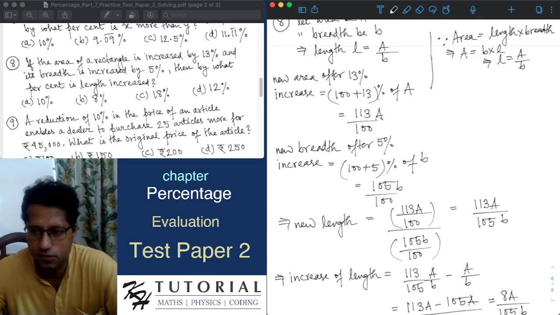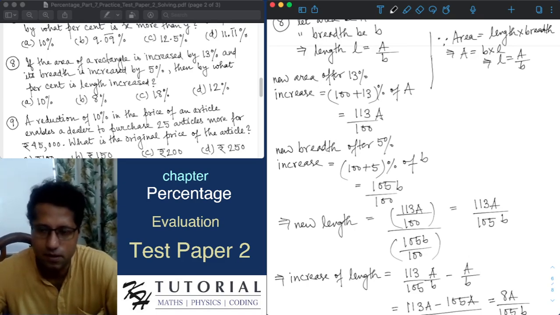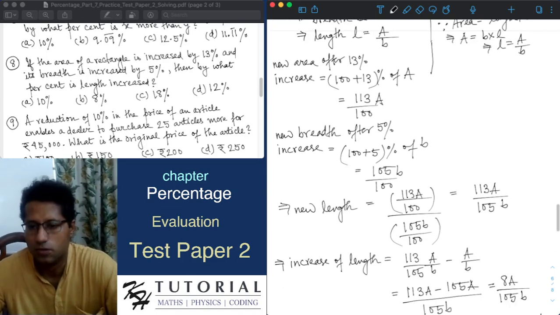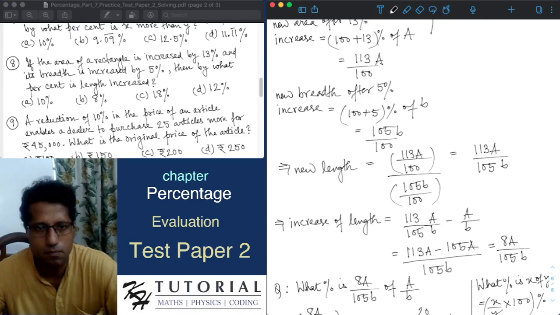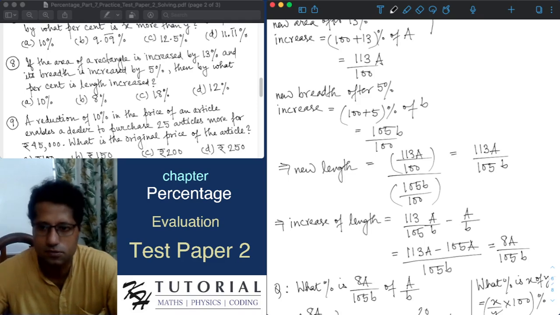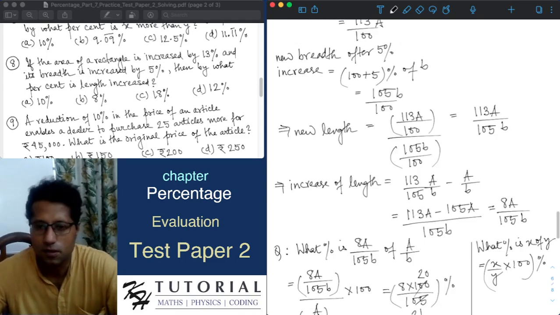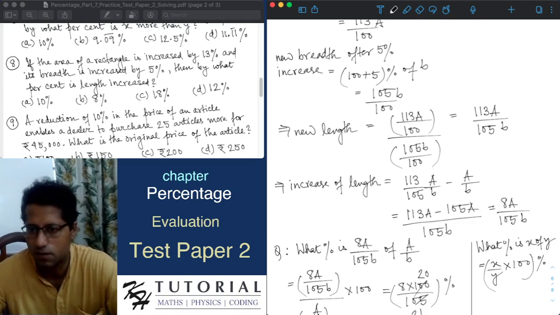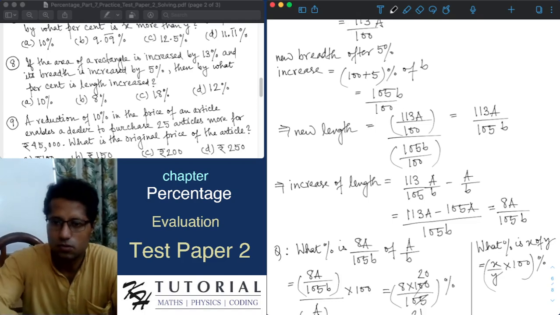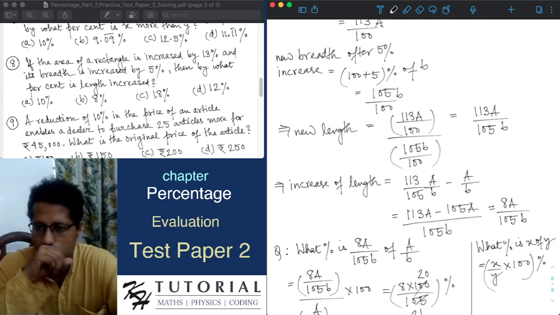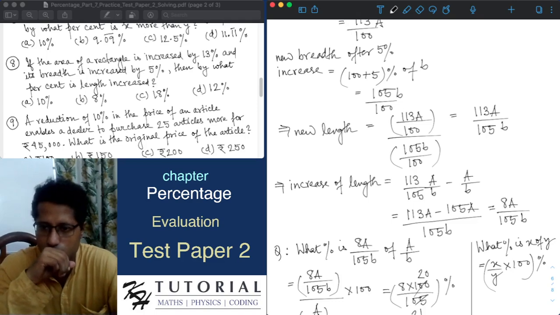So the new length is 113a divided by 105b. Now, the increase of length, by what percent is the length increased? The increase of length, by how much the length has increased, will be 113a by 105b minus a by b. This is equal to (113a minus 105a) divided by 105b.